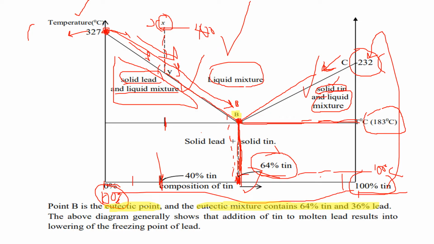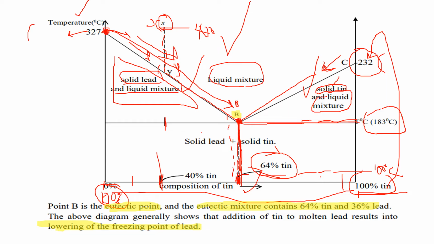And we are saying that the above diagram generally shows the addition of tin to molten lead results in lowering of the freezing point of lead. Now this is what we have been covering in colligative properties. A video will be uploaded on this channel, so make sure that you check it out. So let's proceed to the next slide.